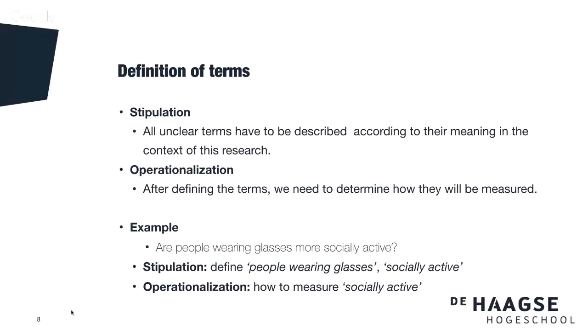Socially active, what on earth does socially active mean? I have no idea. Is it people who are protesting in demonstrations? Is it people who are writing political posts on Facebook? I don't know, people commenting on YouTube videos. So socially active also has to be defined. And then how are you going to measure socially active? Are you going to measure how many posts they post on Facebook? Then you have a quantitative approach. So these are things that are vague. You need to define how you're going to do it in your research.